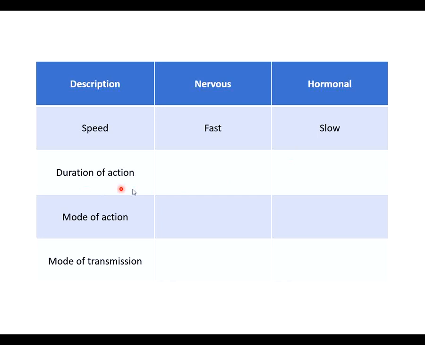But in terms of the duration, your nervous system is over very quickly. So if something comes towards your eye, you blink, it's over and done with. But on the other hand, your hormonal system, the hormones can last in the blood for a lot longer, and so can have a lot longer term effect.